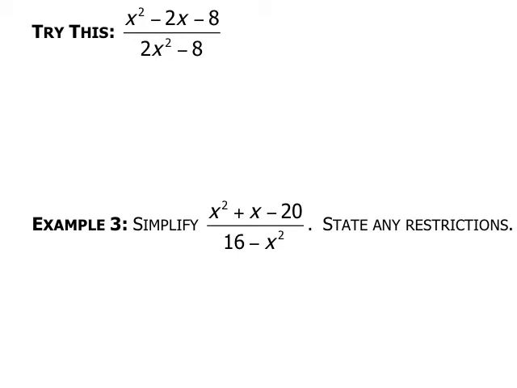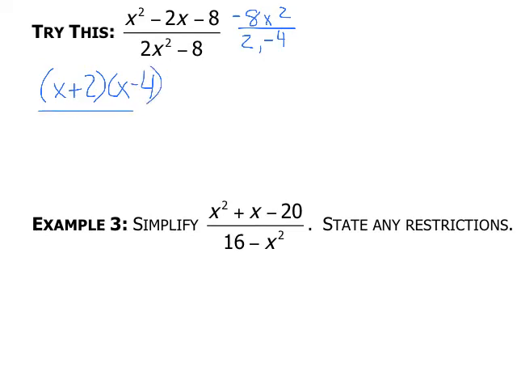Okay, so on top, I'm looking at 1, 2, 3 terms. So I'm doing AC, or the shortcut. So I want factors that multiply to negative 8x squared that would add to negative 2. So that would be positive 2 and negative 4. So the top factors into x plus 2 for the positive 2, x minus 4 for the negative 4. So there's the top factored.